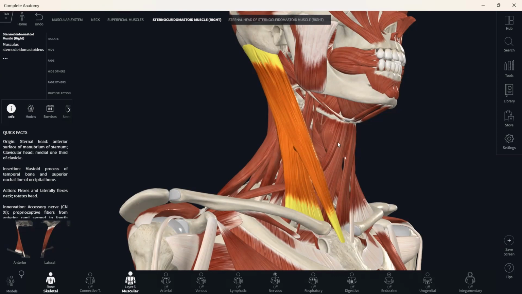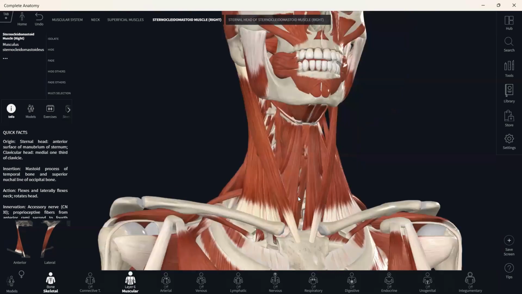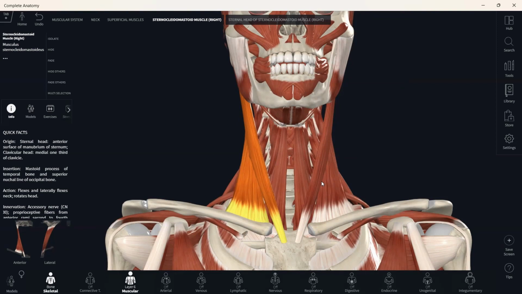Now, if I move these bilaterally, or both sides at once, I'm going to end up with flexion of the neck. So it's going to be pulling that neck into a flexed position. However, where the attachment is behind the ear, it is going to actually extend the neck a little bit and really activate those suboccipital muscles, which we'll learn in a later video. So this is our SCM.